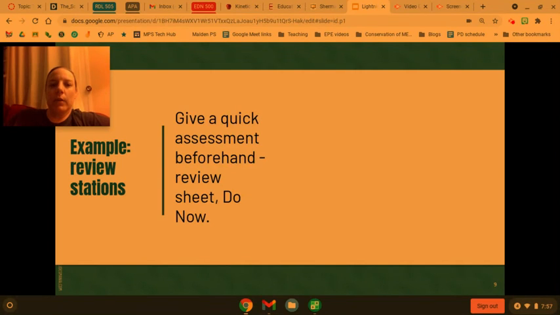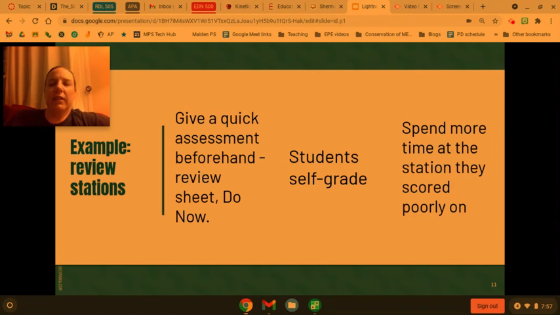My last example, let's say you do review stations. An idea would be to give a quick assessment beforehand, maybe a review sheet for homework, or maybe a do now that has 1 question per topic. After they take it, then they self-grade. And then they have an idea of, okay, what do I actually need more help on? And they can spend more time at the station they scored poorly on.